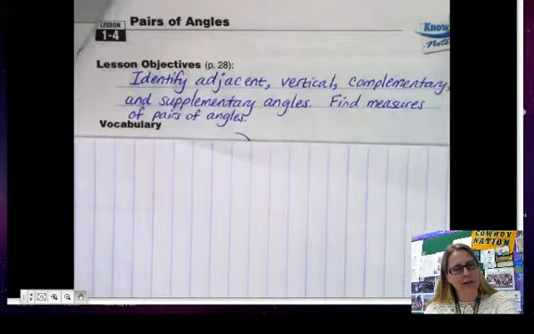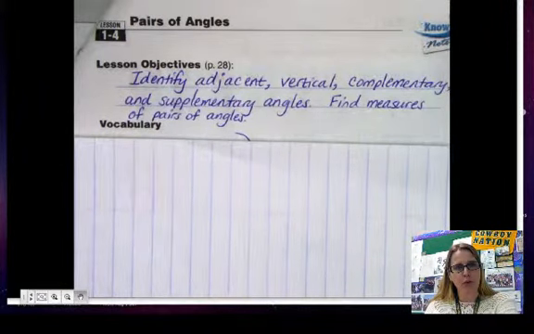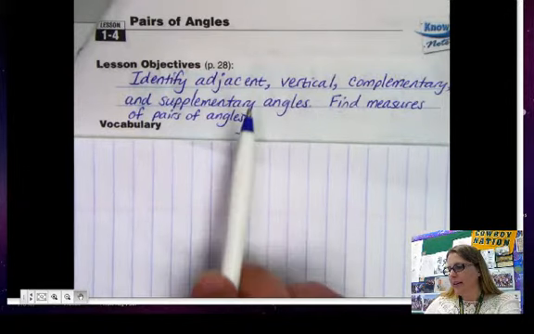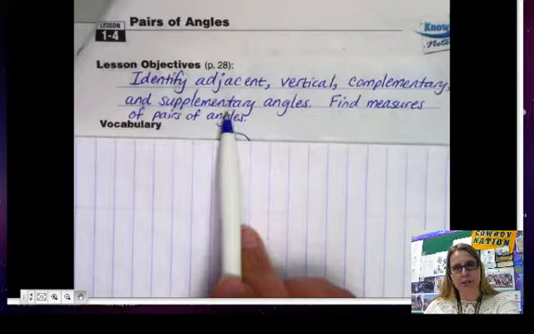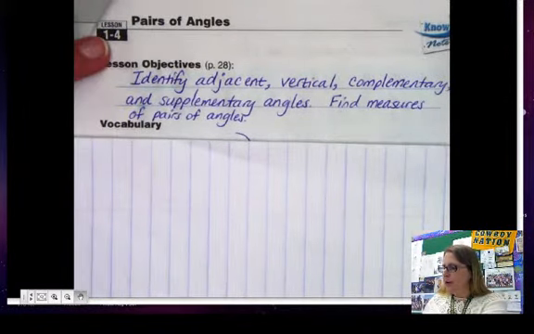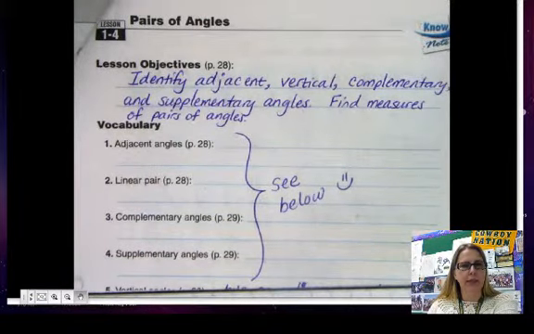So go ahead and take out your Know It notebooks if you haven't already done so and open up to lesson 1-4. Our objective for today is to identify adjacent, vertical, complementary, and supplementary angles and to find measures of these angles as well. First of all, for our vocabulary, you can go ahead and say see below for the first four because we're going to go over them in a different spot.